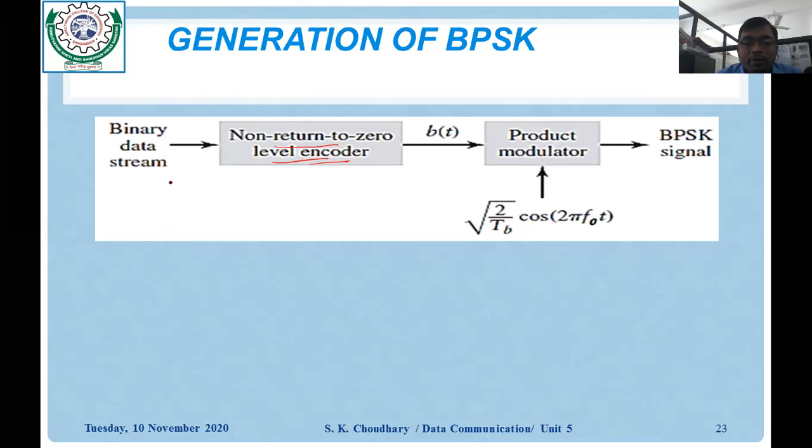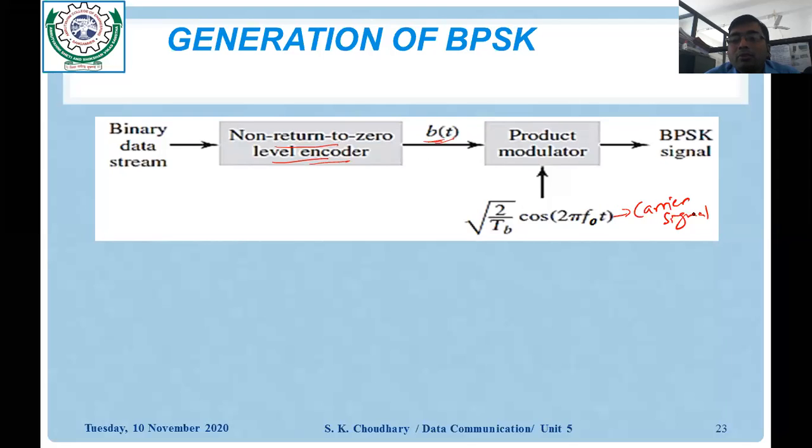When it is passed through the polar NRZ level encoder, you see the binary symbols have been changed into BT, that is plus 1 volt or minus 1 volt, or plus A or minus A in amplitude. Then this signal is mixed with the carrier signal, whose mathematical representation you can see here: square root of 2 upon TB cos 2 pi f naught t. F naught is the center of the carrier frequency.